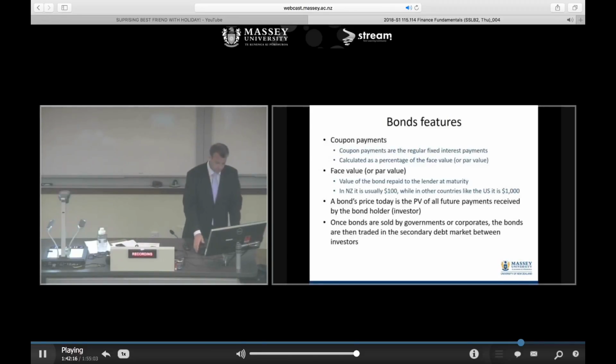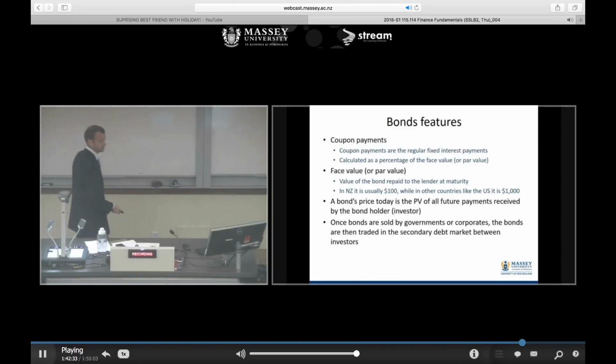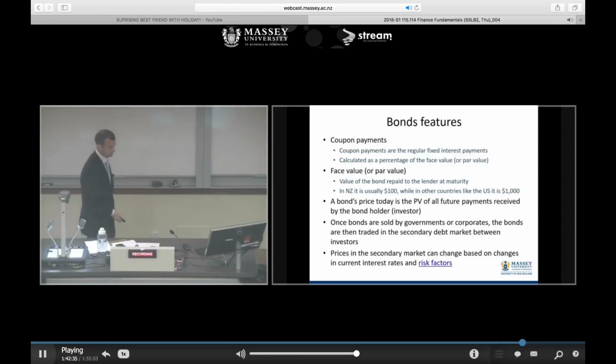So when they're first issued by the corporation or the government, that's the primary offering. Later on, as we saw last week in the workshops, investors can then trade these, just like they trade shares. And that's the secondary market. Prices in the secondary market can change based on changes in current interest rates and risks. So I've just got an example here.